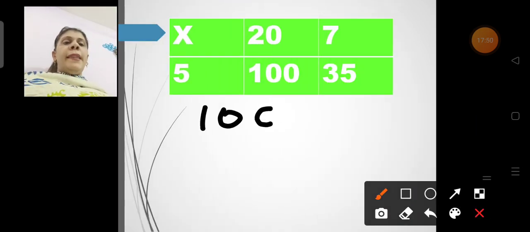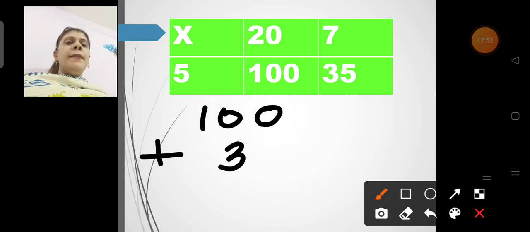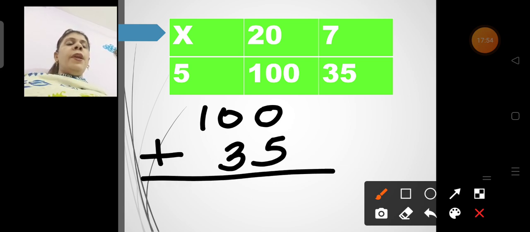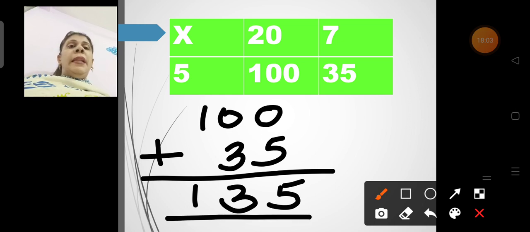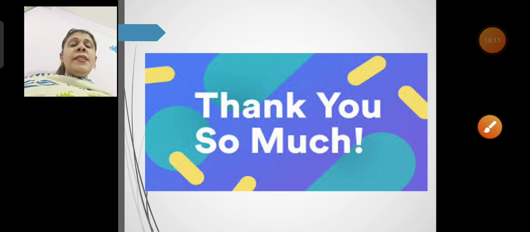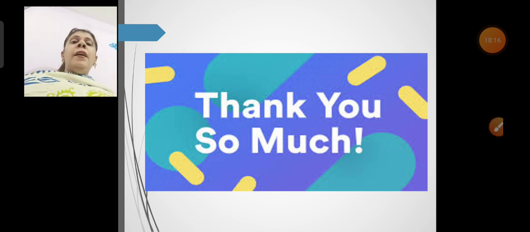Now we are going to add 100 plus 35. Okay. So 0 plus 5 will be 5, 0 plus 3 will be 3, below 1 there is no number, so we are going to write 1 here. So when I multiply 27 by 5, I get my answer 135. So with this, children, I finish today's session of multiplying a 2 digit by a 1 digit number. Okay. Which method? Lattice method.